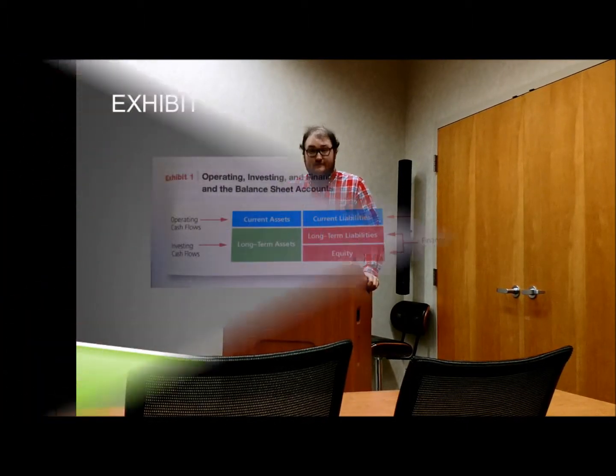Take a look at Exhibit 1 from the book on page 317. It's going to be showing us the operating, investing, and financing cash flows when it comes to balance sheet accounts.